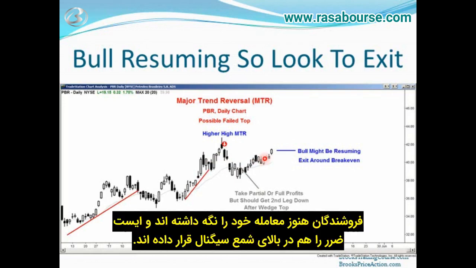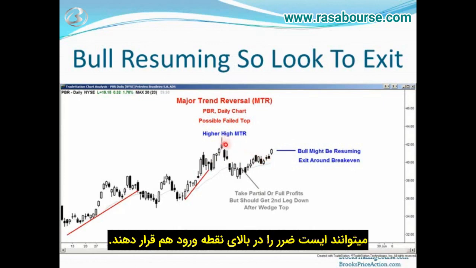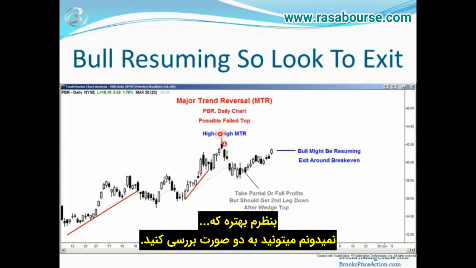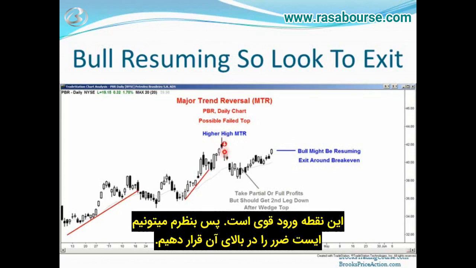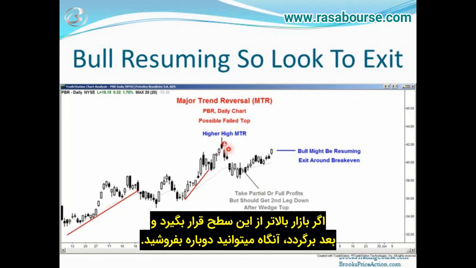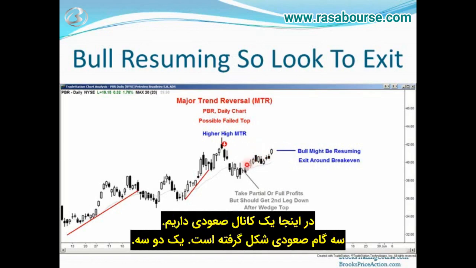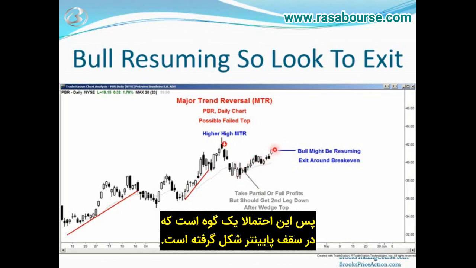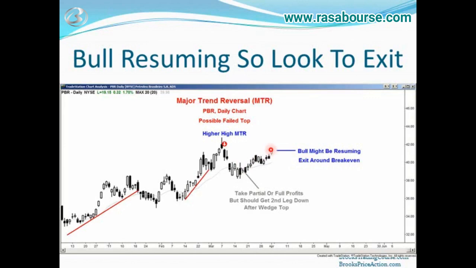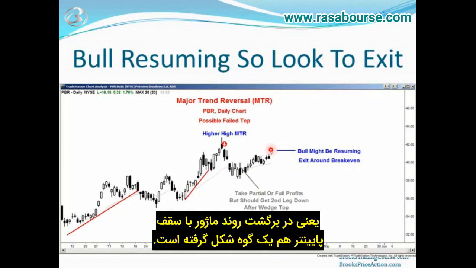The bears still arguably are short with a stop above their signal bar. They might have their stop above their entry bar at this point, but I think it's probably better to, well, I don't know, I think you could argue either way. This is a pretty strong entry bar, so I think it's okay to have your stop just above it. If the market goes above it and reverses down, then you can short again. Again, we should get a second leg down, and we're channeling up. We're in a channel, and we've had 3 pushes, 1, 2, 3. So this might be a wedge lower high for a lower high major trend reversal.